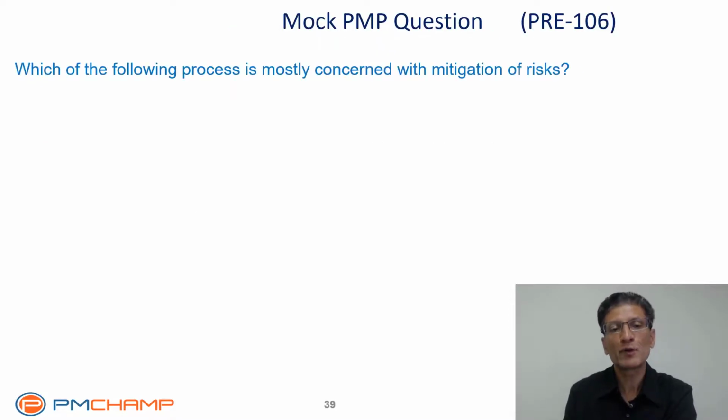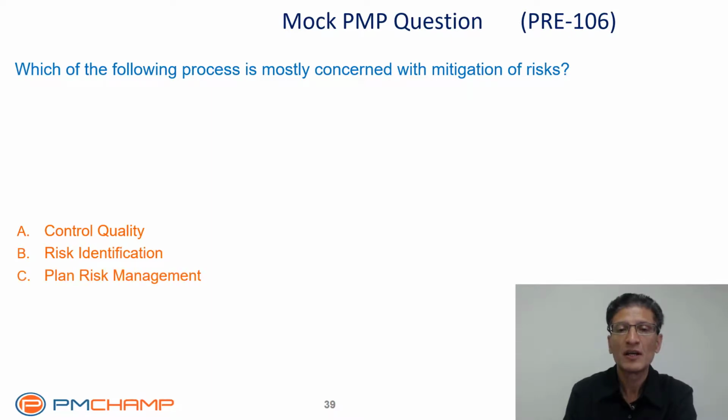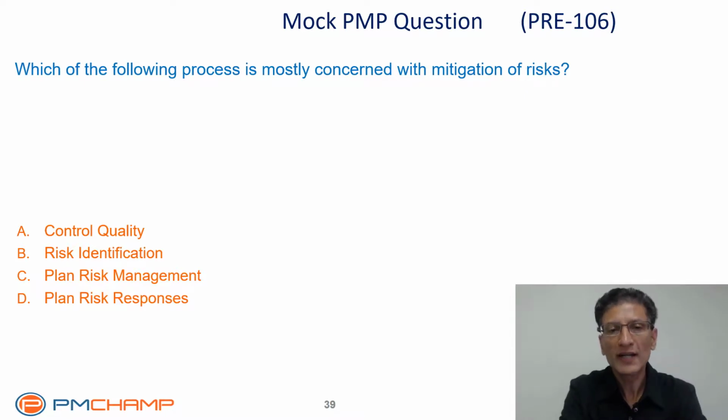Which of the following processes is mostly concerned with mitigation of risks? Is it A, control quality? Is it B, risk identification? Is it C, plan risk management? Or D, plan risk responses? So don't worry if you don't know the answer, but there is a simple way to answer this.